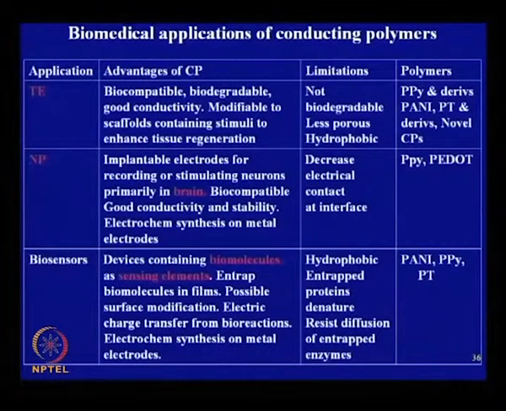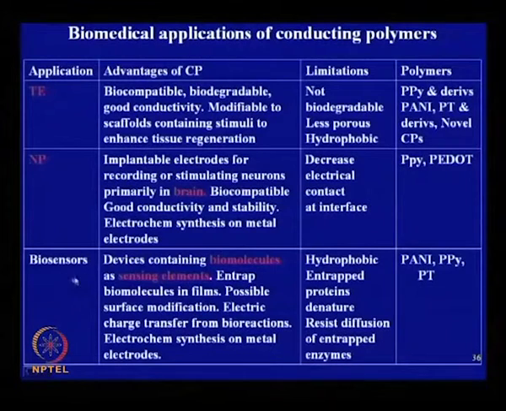There are also applications in tissue engineering. T means tissue engineering, NP means neural probe applications, artificial neural probes for sensing in sensors. I will show you some photographs or diagrams there, and in biosensors also. In all these cases, conducting polymers are used.